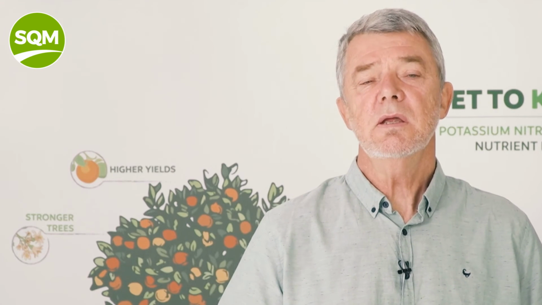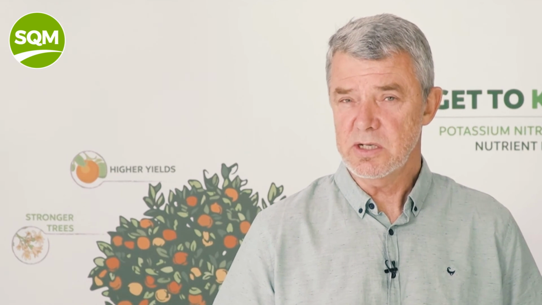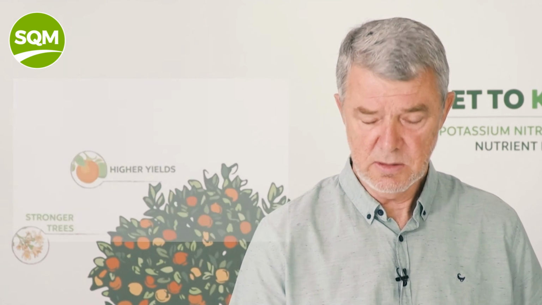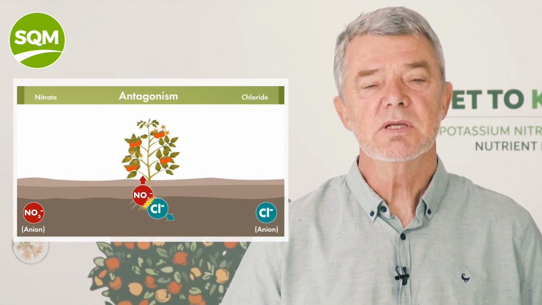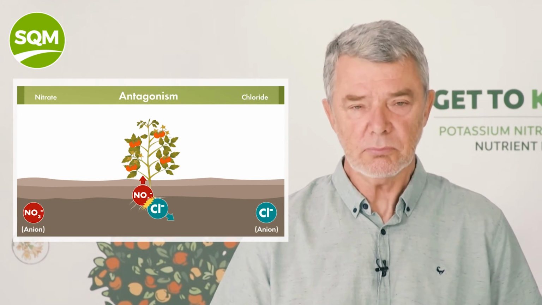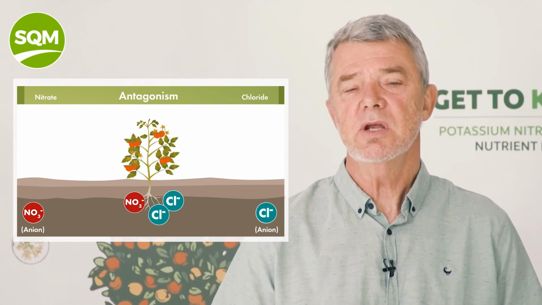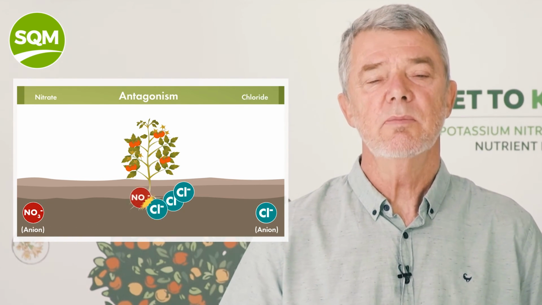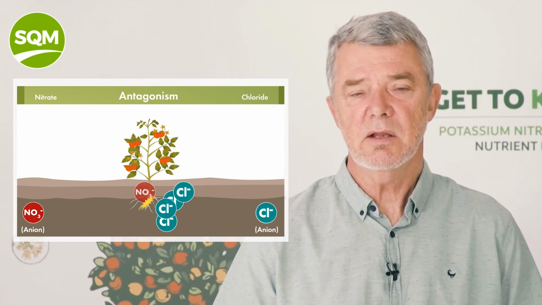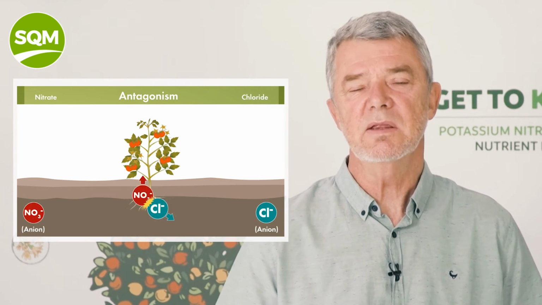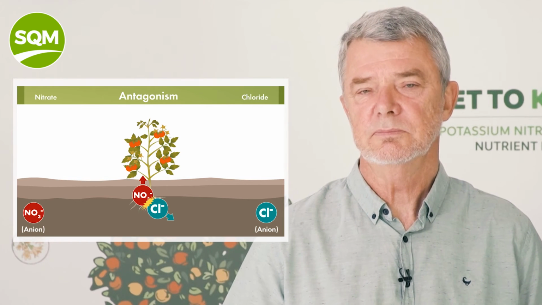The difference also between ammonium and nitrate nutrition will influence salinity stress in the soil. And if we look at this pictogram, there is a common antagonism between chloride and nitrate. So nitrate will be taken up into the plant and excess chloride will stay in the soil, which will definitely affect the salinity of the soil.